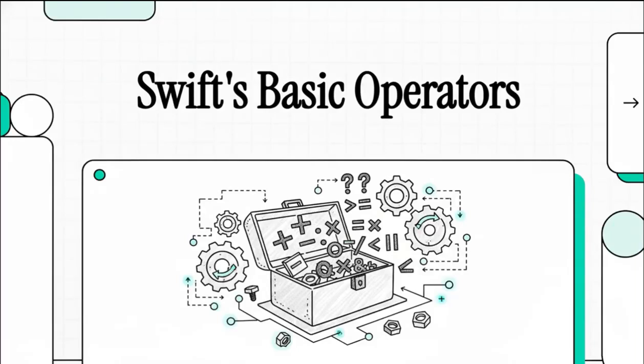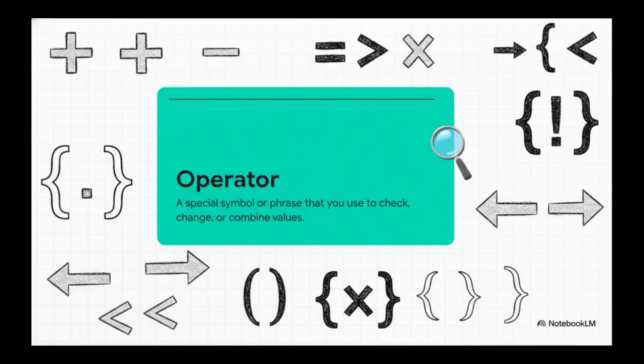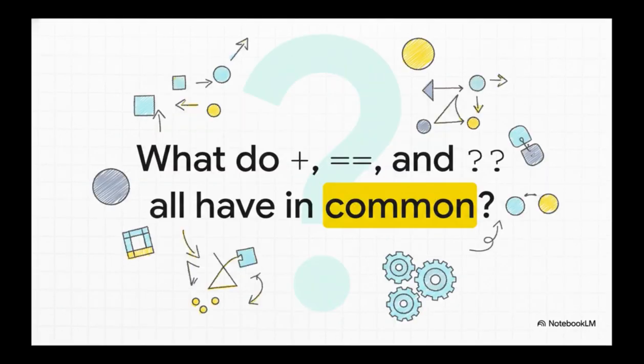Let's talk about operators in Swift in the simplest way possible. First of all, what are operators? Operators are special symbols or words that perform actions on values. They help us check values, change values, or combine values in our code. If you've used languages like C before, Swift's operators will feel familiar. But the good news is, Swift makes them safer and easier to read.